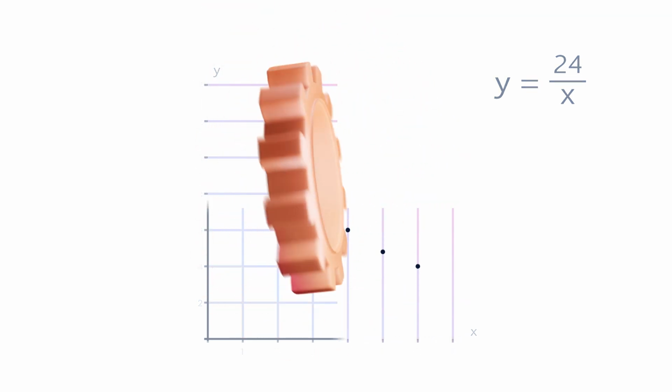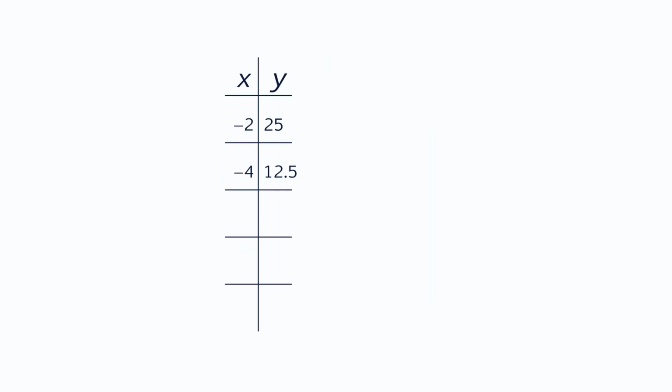Let's look at another example. You are given the following coordinates. Start by multiplying the x values by their corresponding y values. Minus 2 times 25 equals minus 50. Minus 4 times 12.5 is minus 50.